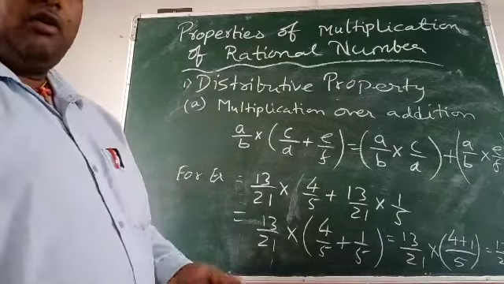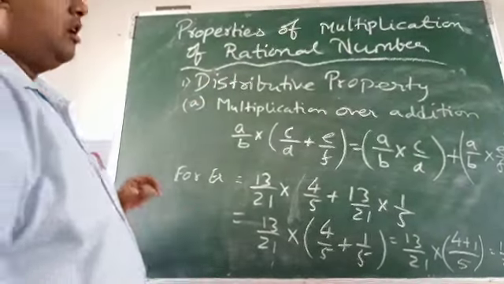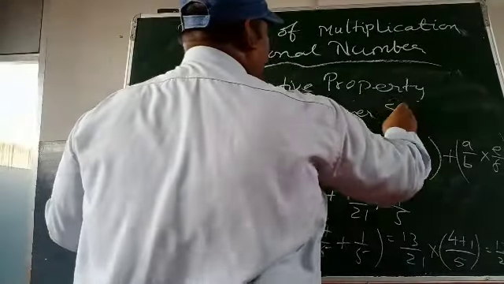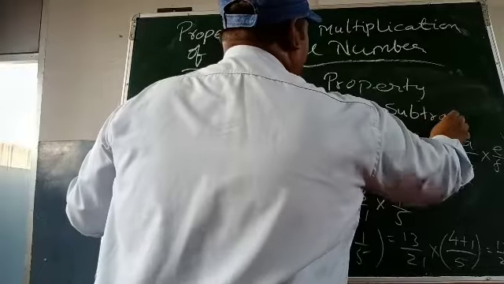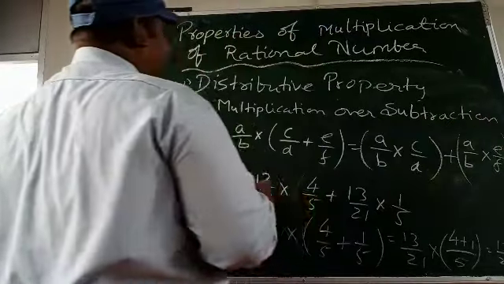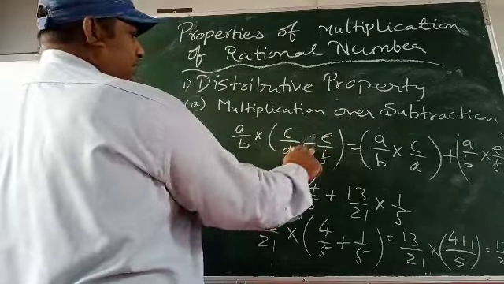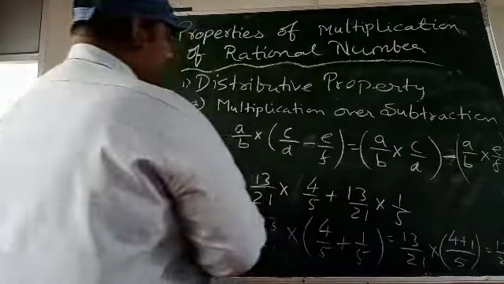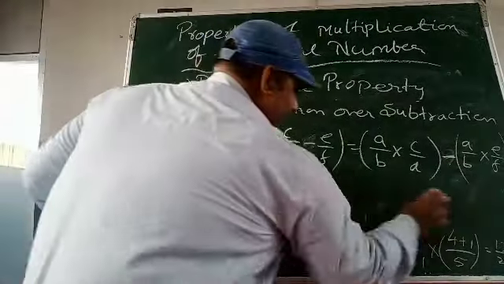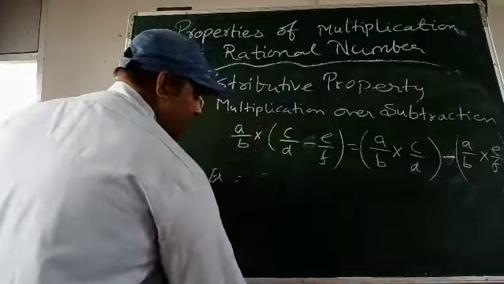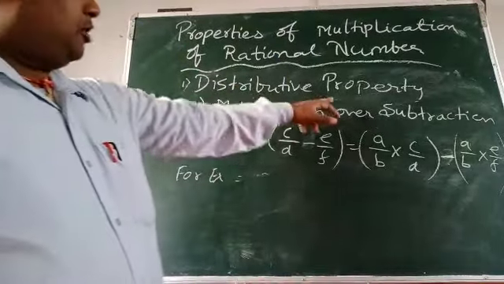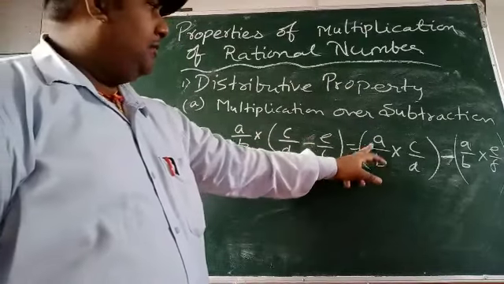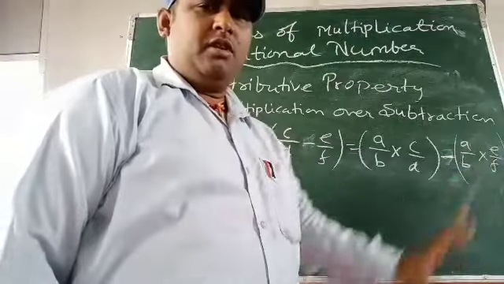Now the second part of that is the property of multiplication over subtraction. The same work we have to do over subtraction. Here, in the middle, it will be minus. Now see the example. Distributive property of multiplication over subtraction: A by B into C by D minus E by F will be A by B into C by D minus A by B into E by F.